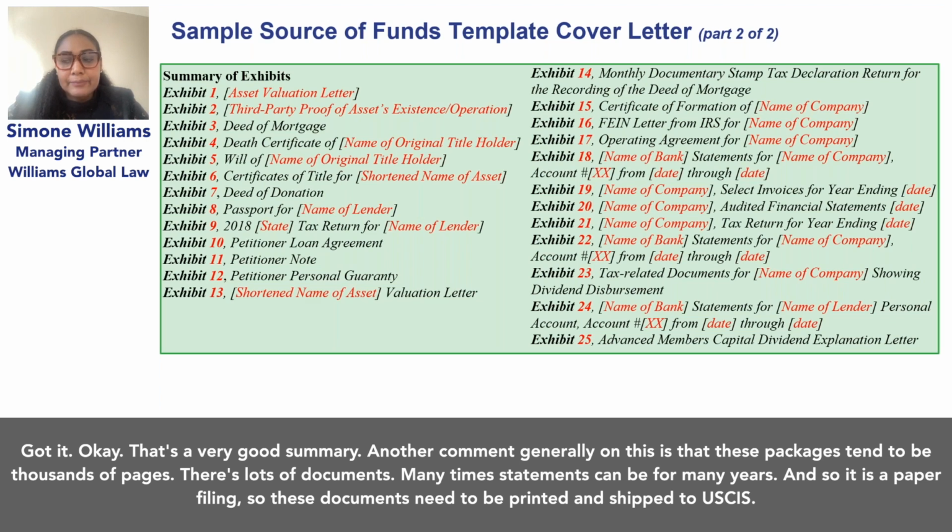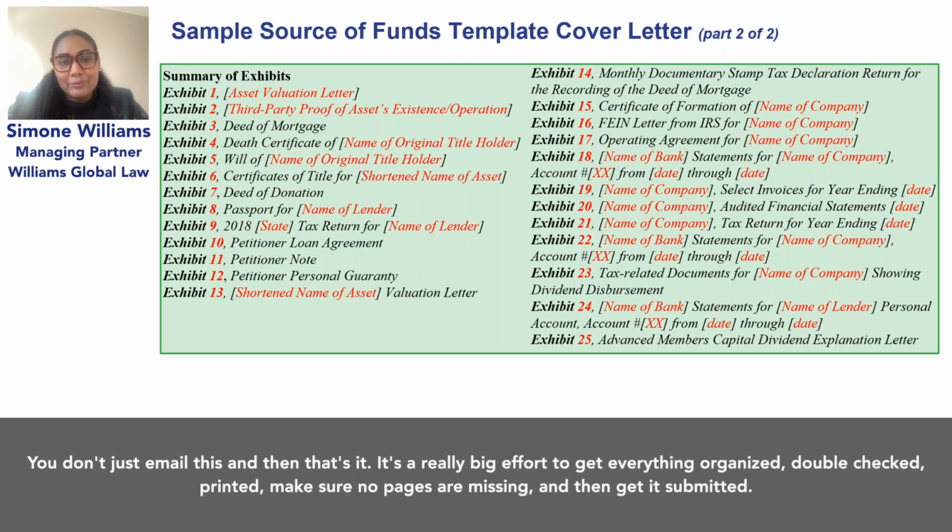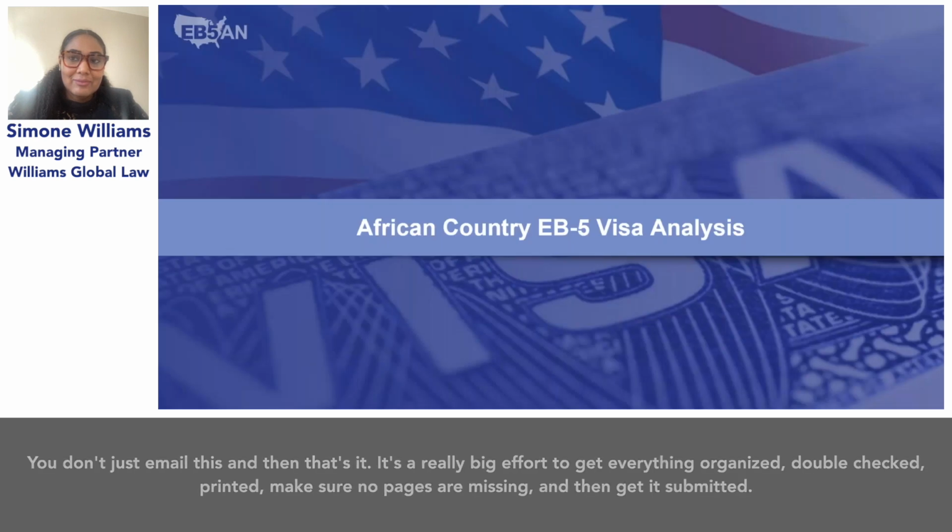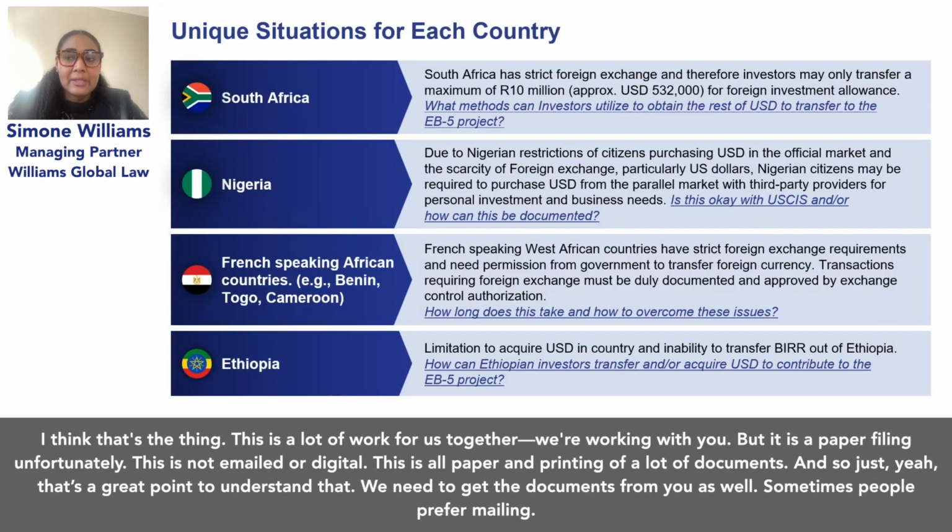Another comment generally on this is that these packages tend to be thousands of pages. There are lots of documents. Many times statements can be for many years, and so it is a paper filing. Yes, so these documents need to be printed and shipped to USCIS. You don't just email this and that's it. It's a really big effort to get everything organized, double-checked, printed, make sure no pages are missing, and then get it submitted.